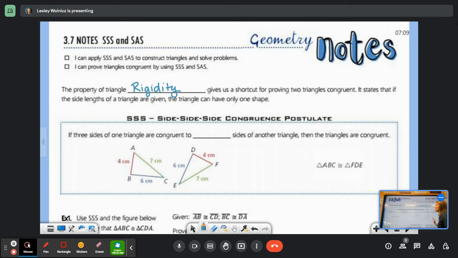Okay, it gives us the shortcut for proving two triangles congruent. It states that if the side lengths of a triangle are given, then the triangle can only have one shape. Like you can't make two different triangles that have the same side lengths. It's not possible. They're going to be the same triangle.